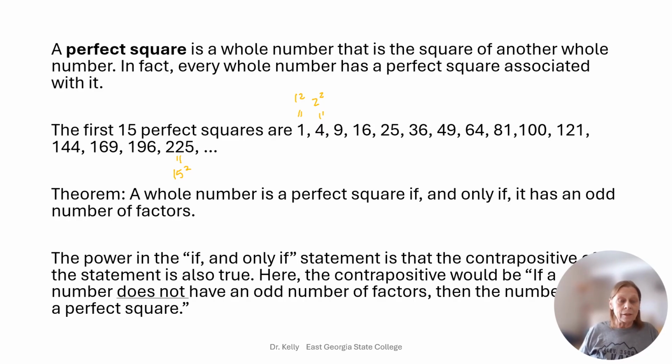Okay, and that gives us a theorem. The theorem says a whole number is a perfect square if and only if it has an odd number of factors. Now, the power of the if and only if statement is its contrapositive, and we studied this a little bit in our first unit when we did some logic there. The contrapositive of a statement given is also true. So the contrapositive of a whole number is a perfect square if and only if it has an odd number of factors would be, if a number does not have an odd number of factors, then the number is not a perfect square.